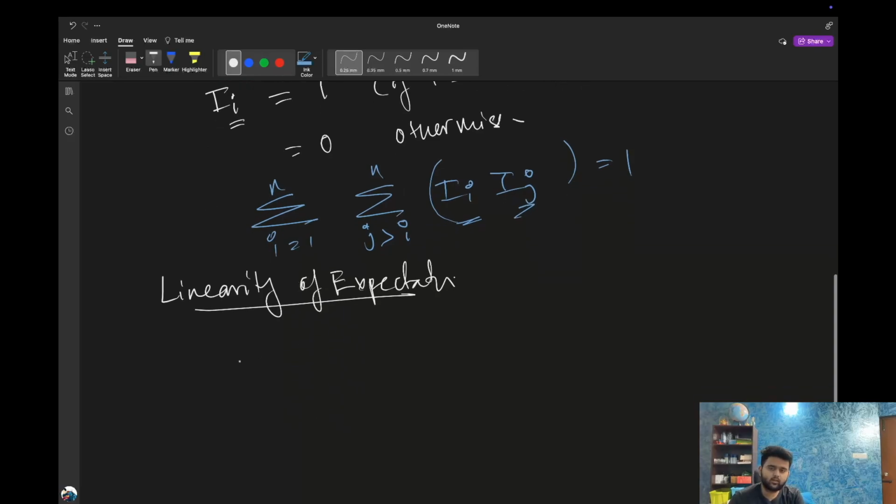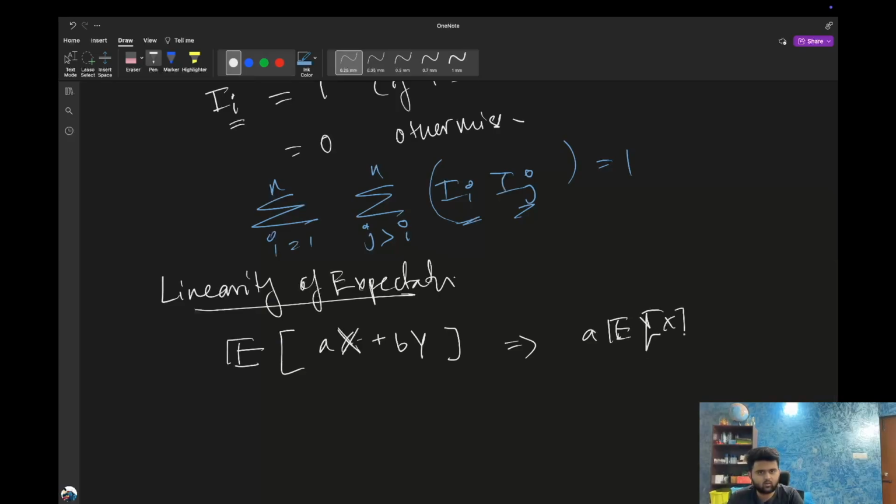So this basically tells you that if the function expectation is applied over a linear combination of random variables such as this, then you could simplify it and write it as expectation of x plus b times expectation of y.